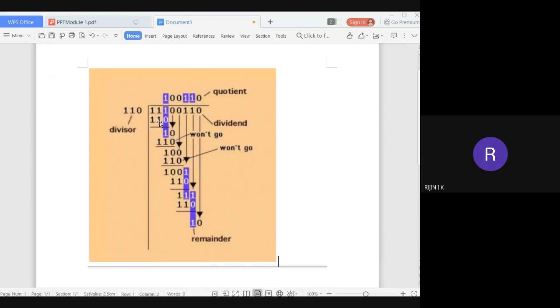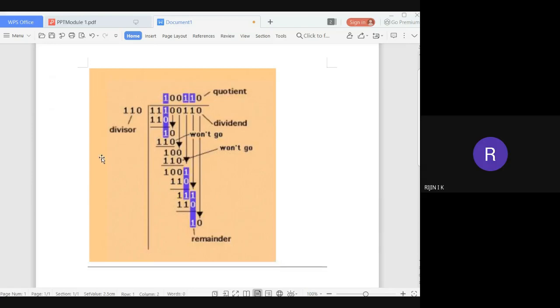So for performing that there will be a dividend, so we will place the dividend here, like 1 1 1 0 0 1 1 0. So this will be the dividend. Okay, then the divisor will be here. So after performing this division operation, we will get two outputs. One is this quotient and another one is remainder. So these are all the things we will get.